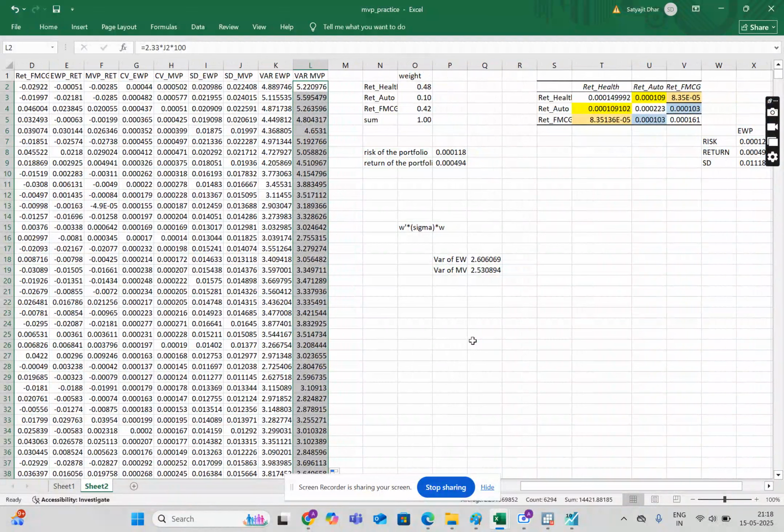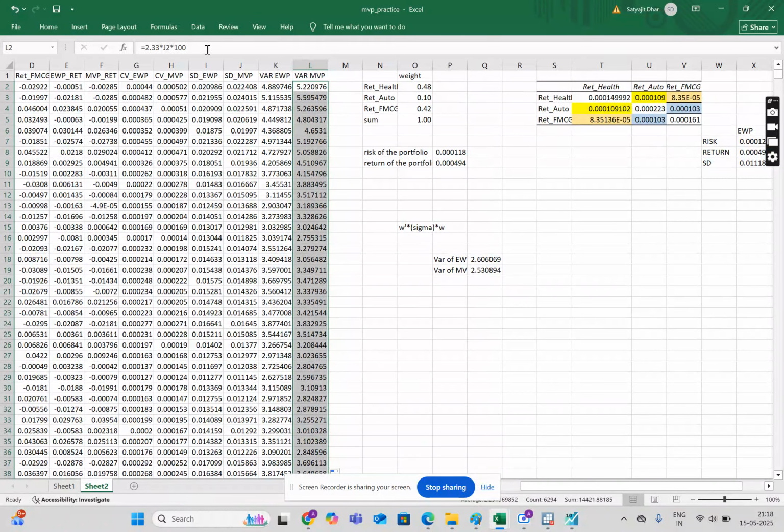Another thing that we should learn is the expected shortfall. So the value at risk tells us the maximum amount of risk that you will incur in 99% of cases. So what happens in the remaining 1% of cases? That we can understand from expected shortfall. So let us try doing that.